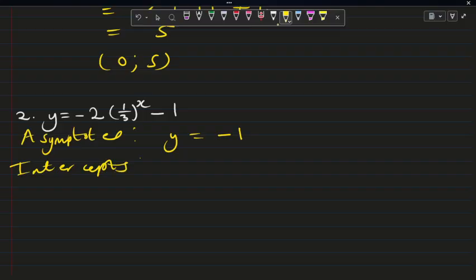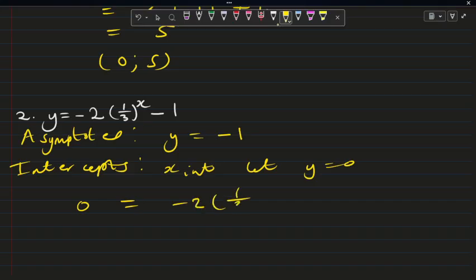And then we can now determine the intercepts. Let's start with the x-intercept and see whether we have an x-intercept or not. To do this, we have to let y equal to 0.